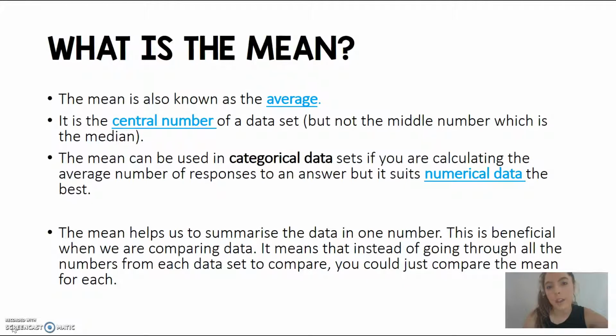The mean can be used for categorical data, but really all it's doing is identifying the average number of responses as opposed to the average answer. It suits numerical data the best.